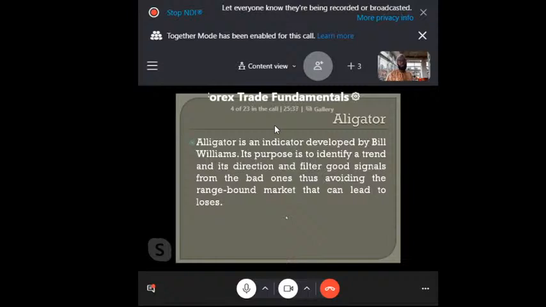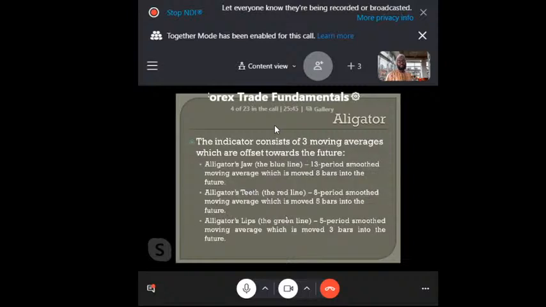Okay, we continue with the alligator. Its purpose is to identify a trend and its direction, then to filter good signals out of bad. The indicator has 3 moving averages, the alligator, and we give them names.